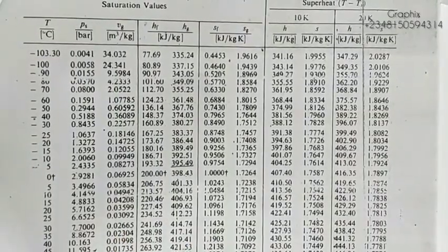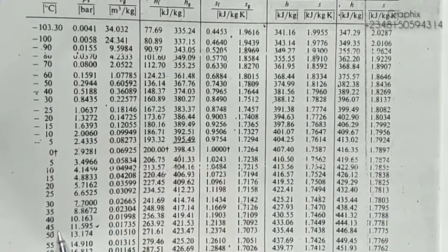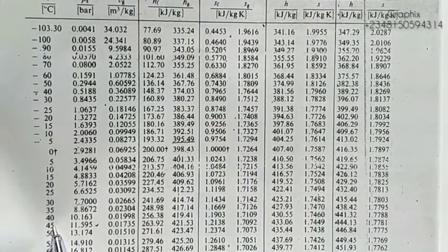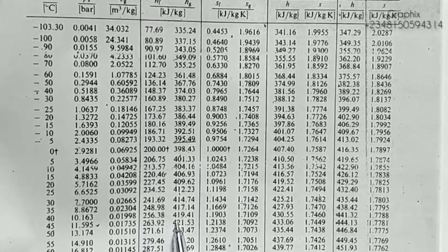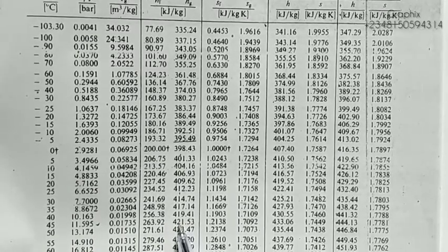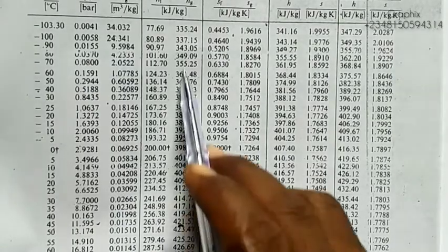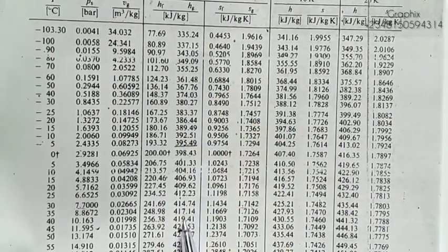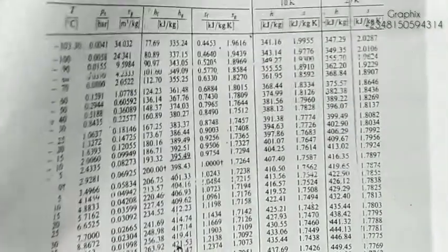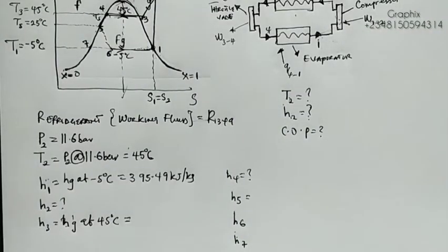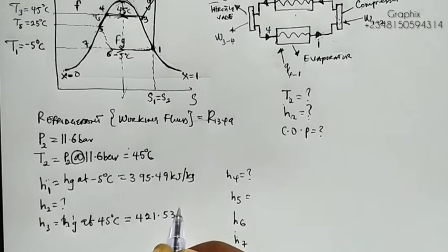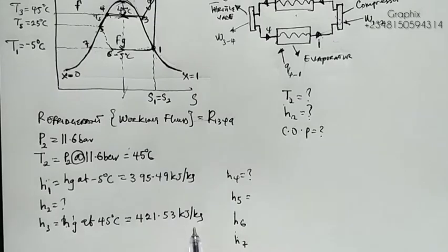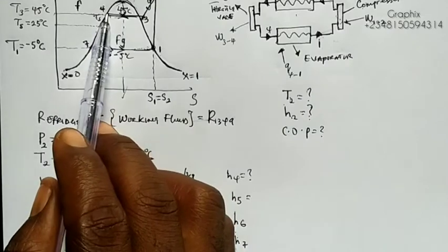If you check your steam table, check for 45 degrees here. We'll trace it, and we have this value here, 421.53 on the same Hg column. Can you see the Hg column? 421.53. So I'll go and write it, 421.53 kilojoule per kilogram.